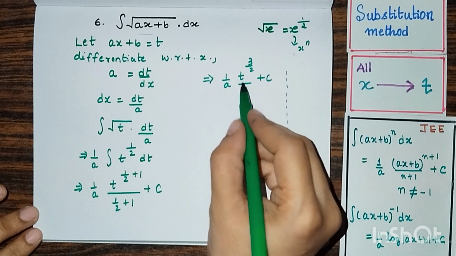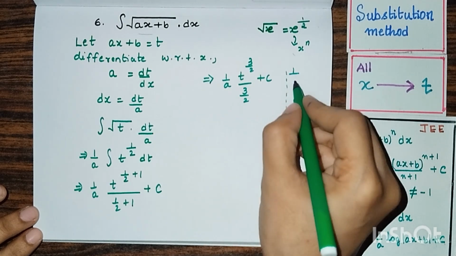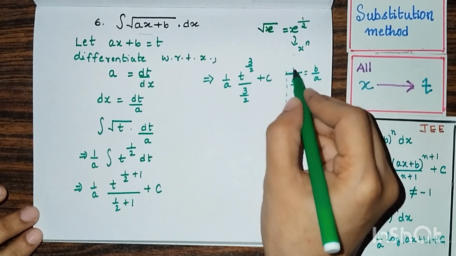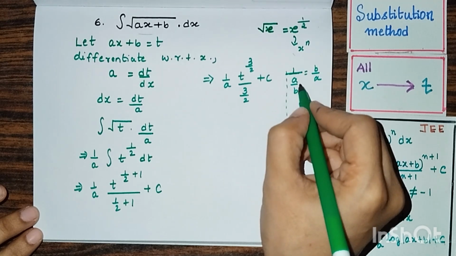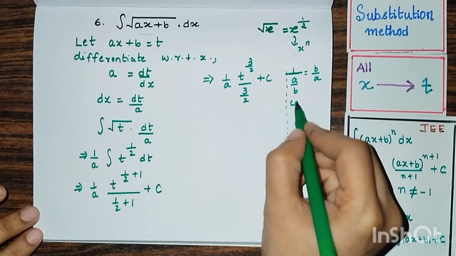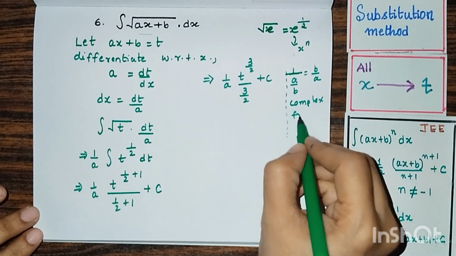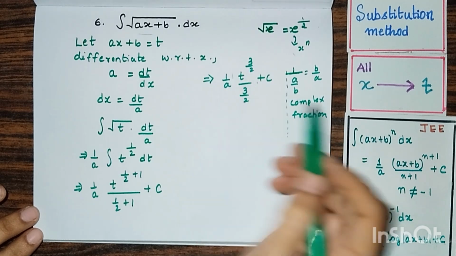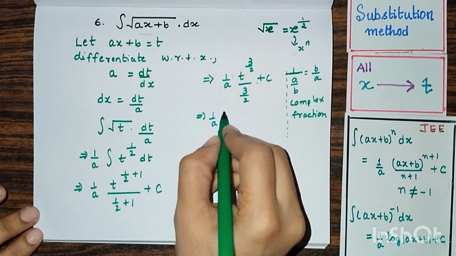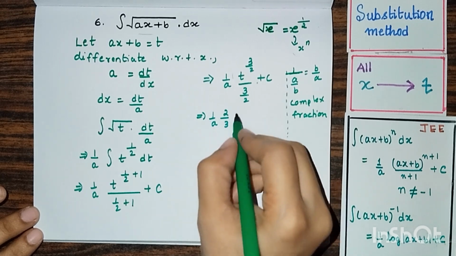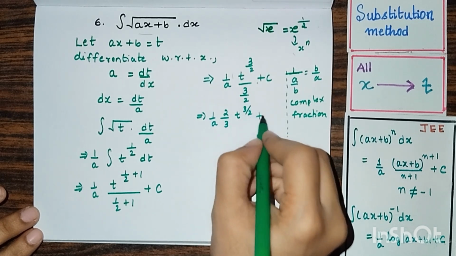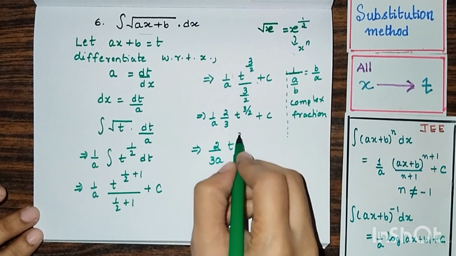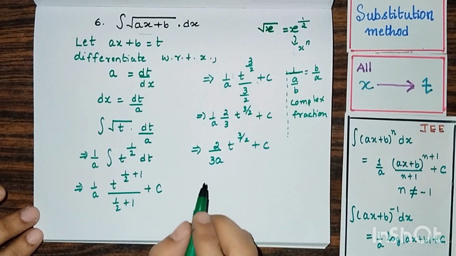Now here we have a complex fraction. When you have 1 divided by a by b, we will write this as b by a. Right? 1 divided by a by b, we will write this as b by a. So this is a complex fraction. So this we will write as b by a, t to the power 3 by 2 plus constant of integration. Now this implies 2 divided by 3 by a, t to the power 3 by 2 plus c. So now we have simplified.